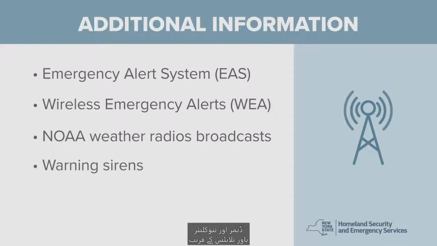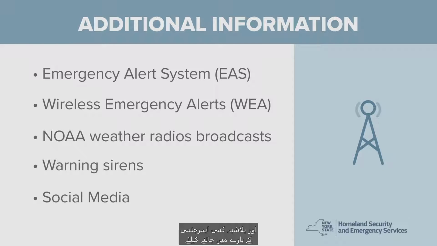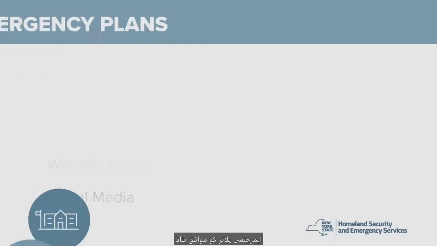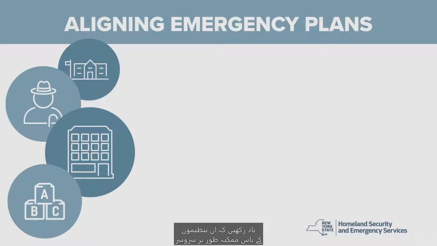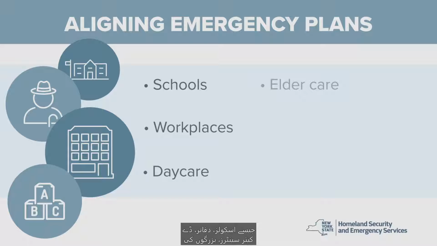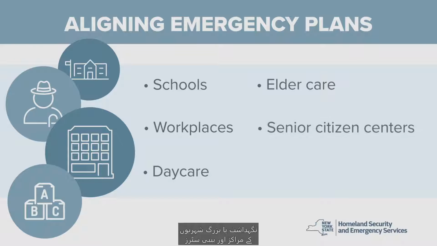Warning sirens near places such as dams and nuclear power plants are designed to alert nearby residents of emergencies involving those facilities. And of course, social media can again be an important tool for learning more about an emergency. Remember that services and plans likely exist for those organizations with which you are already involved, such as schools, workplaces, daycare centers, elder care, or senior citizen centers and babysitters. Talk with representatives from these organizations to supplement and align your emergency planning efforts.